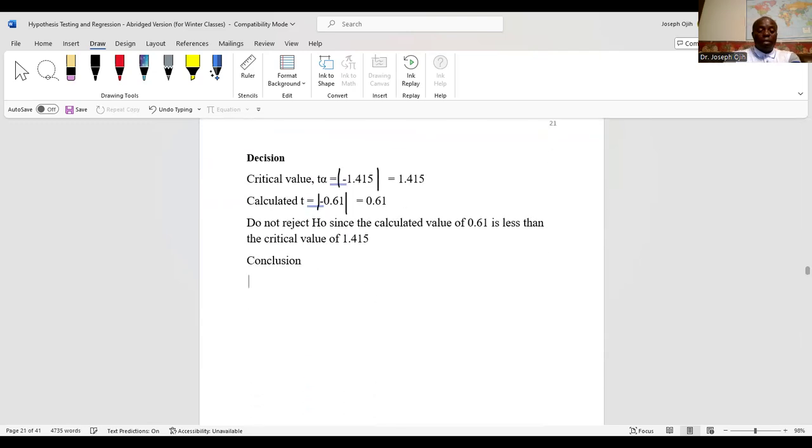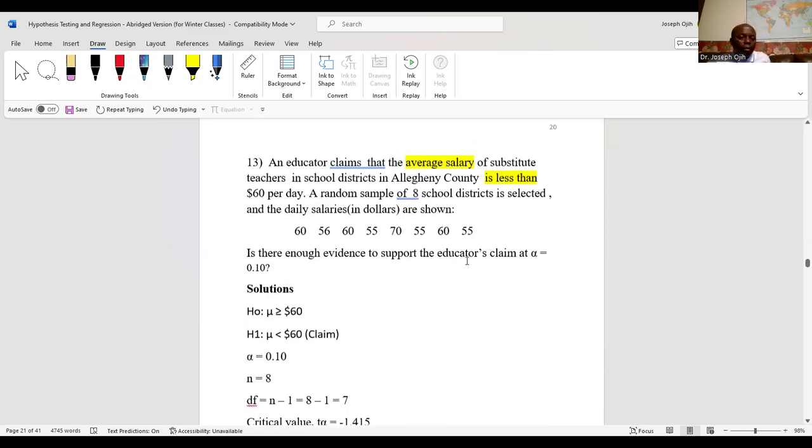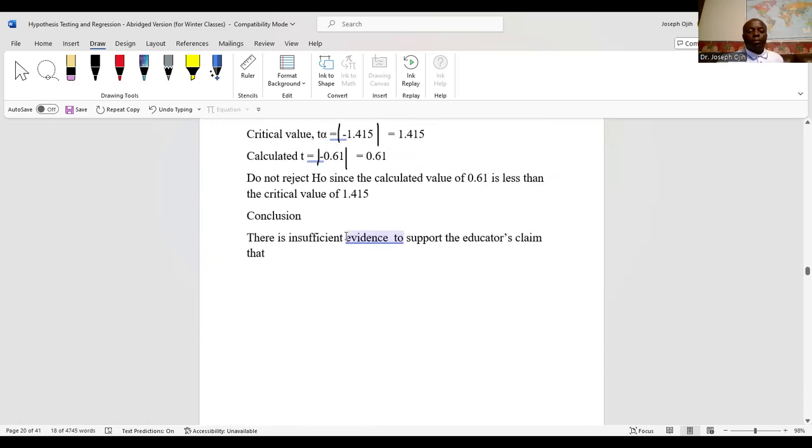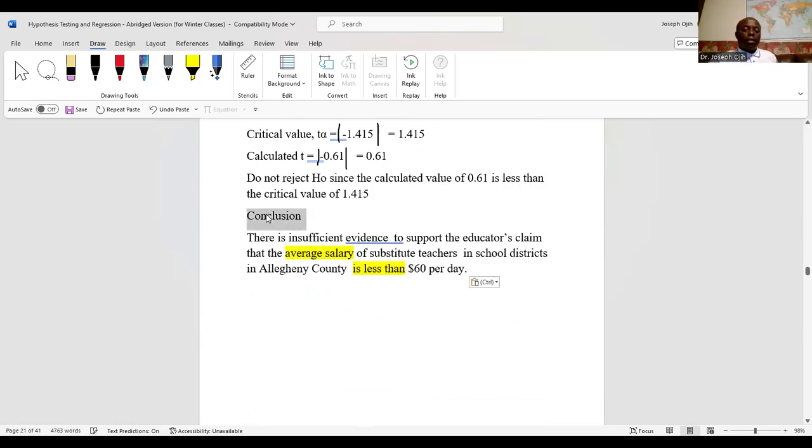There is not enough evidence. There is insufficient evidence to support the educator's claim that the average starting salary of substitute teachers in the school district of Allegheny County is less than $50 per day. Okay. So conclusion.